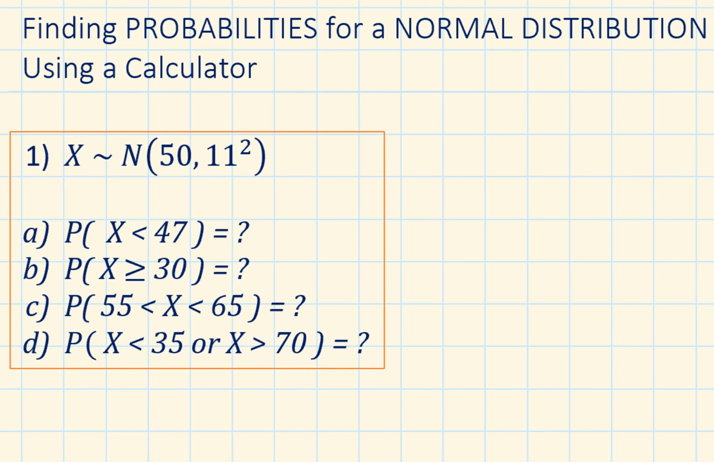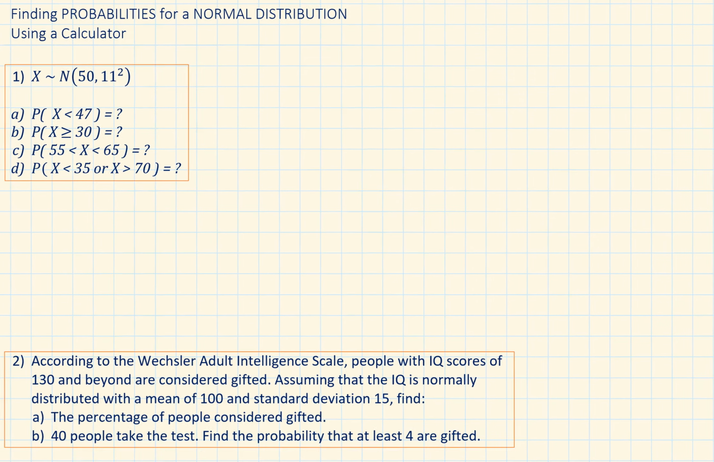Finding probabilities for a normal distribution using a calculator. Example 1. X is normally distributed with a mean of 50 and variance 11 squared. Part A. Find the probability that X is less than 47.